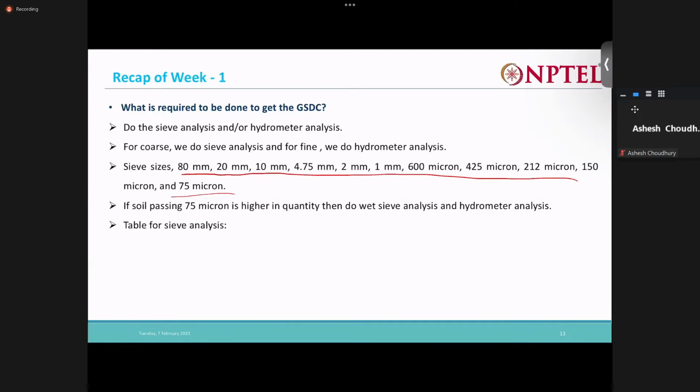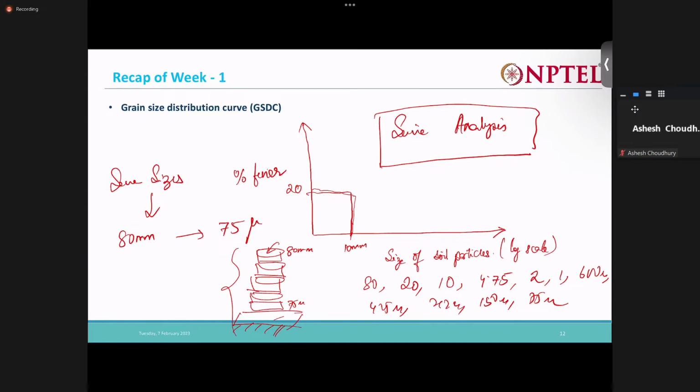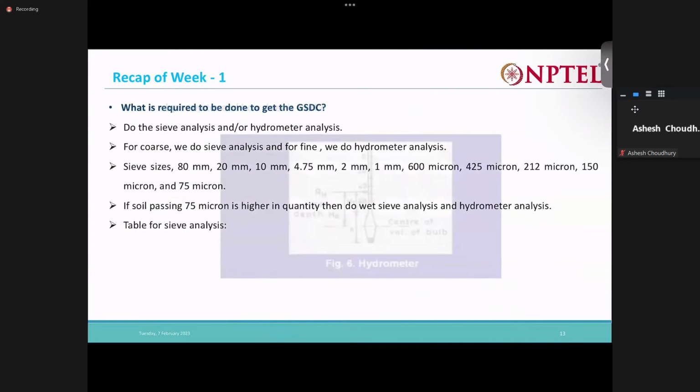There is one more thing: if the amount of soil passing the 75 micron sieve is high, we need to do wet sieve analysis and hydrometer analysis. First we do a dry sieve analysis. In dry sieve analysis, we arrange the sieves like this and put the soil above. We know the initial weight. We put the soil in the first sieve and start the sieve shaker. After a considerable time has passed, we take the weight of the soil retained in each of the sieves.